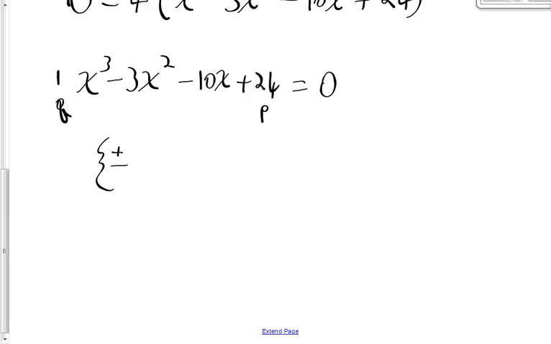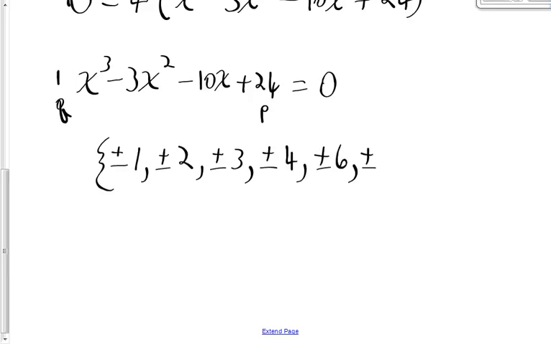Well, one factor of p is 1. Plus or minus 2. 2 is also a factor of p. Plus or minus 3. 3 also goes into 24. Plus or minus 4 also goes into 24. Plus or minus 6 goes into 24. Plus or minus 7 doesn't go in. 8 does. 8 goes into 24. Plus or minus 9 doesn't, but 12 does. And the last number that goes into 24 is 24, plus or minus 24.